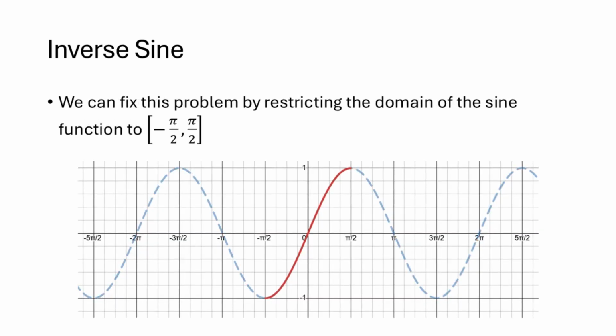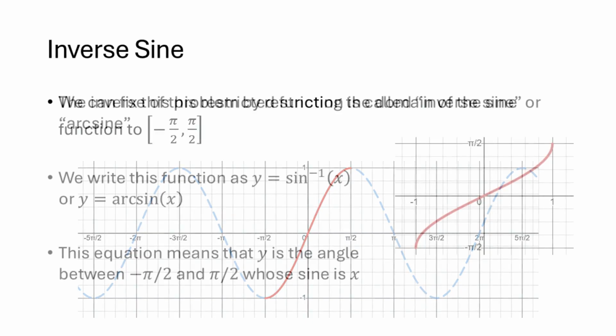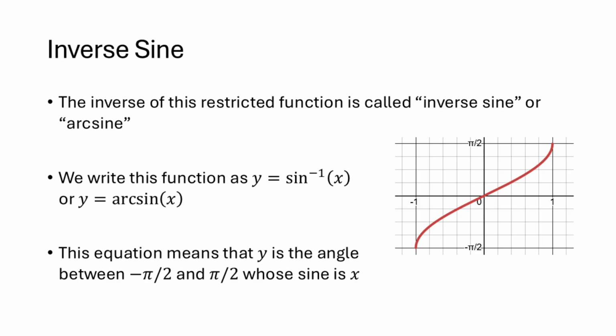However, we can fix this problem by restricting the domain of the sine function to be between negative pi over 2 and pi over 2. That function does pass the horizontal line test, and we can construct its inverse, which we call inverse sine or arcsine. So we write that as y equals sine to the minus 1 of x.